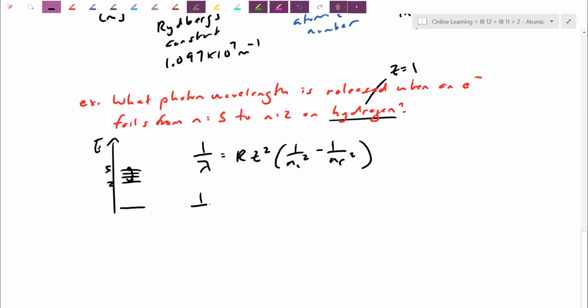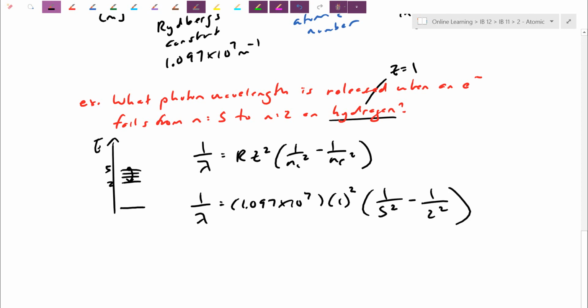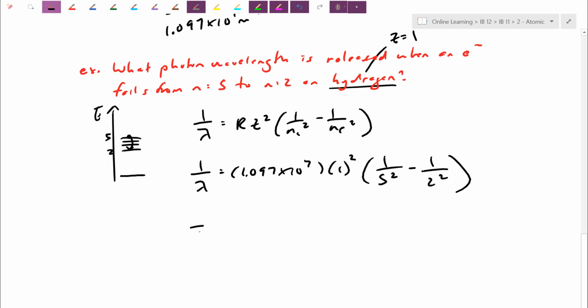Let's just plug our way through here. 1 over lambda is 1.097 times 10 to the 7. Z is 1 for hydrogen, squared. 1 over, I'm starting from 5 squared and I'm ending at 2 squared. So let's just work through the algebra. I would usually just type in this part first. Don't be scared to type it in like 1 over 25 minus 1 over 4, right? That way I can just get a decimal. That part there gives you negative 0.21. I'm going to scale it by Rydberg's constant, 1.097 E7.